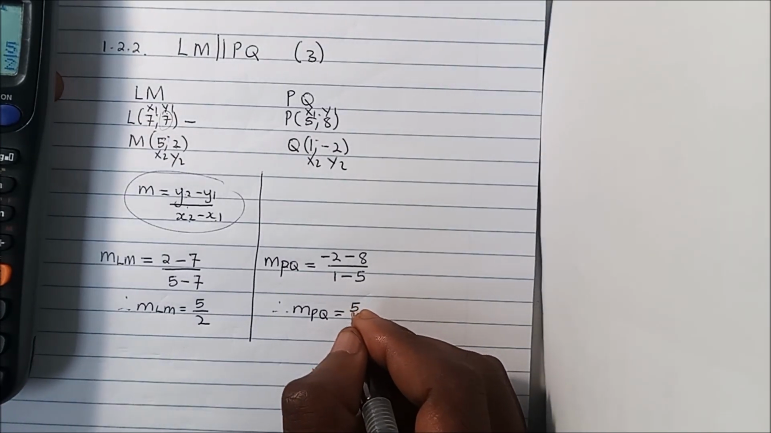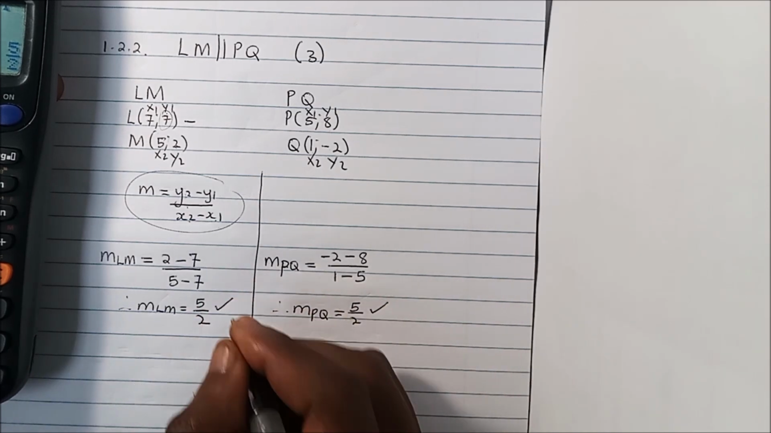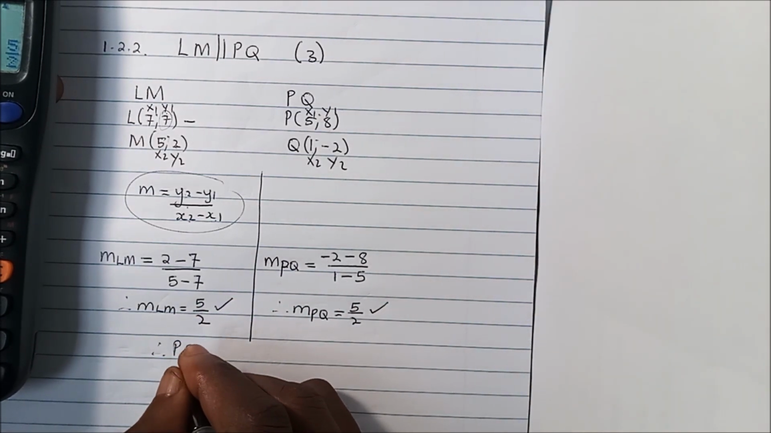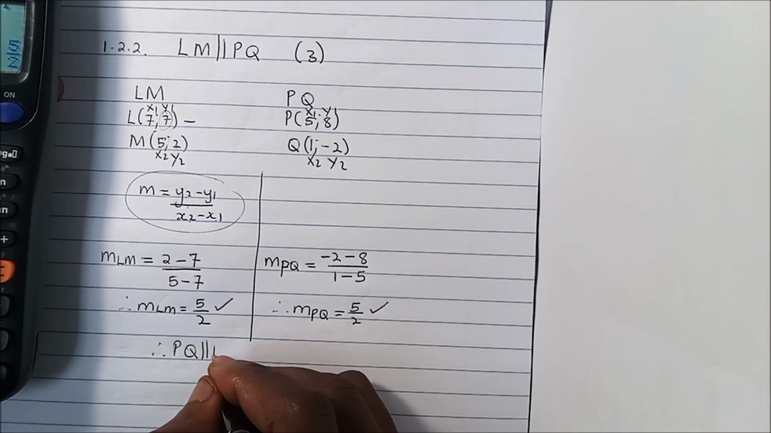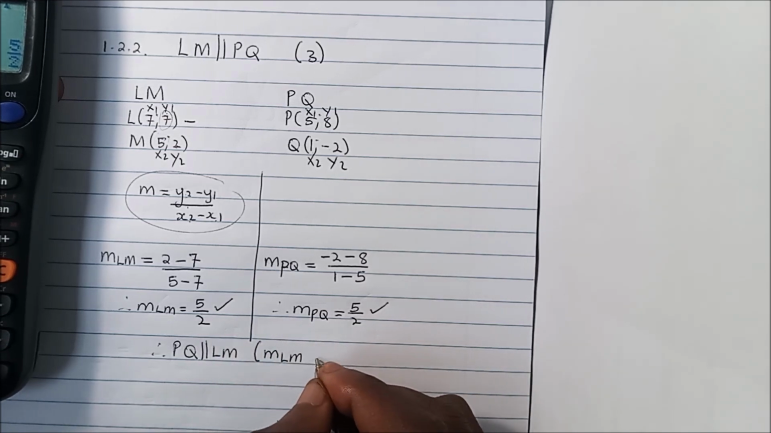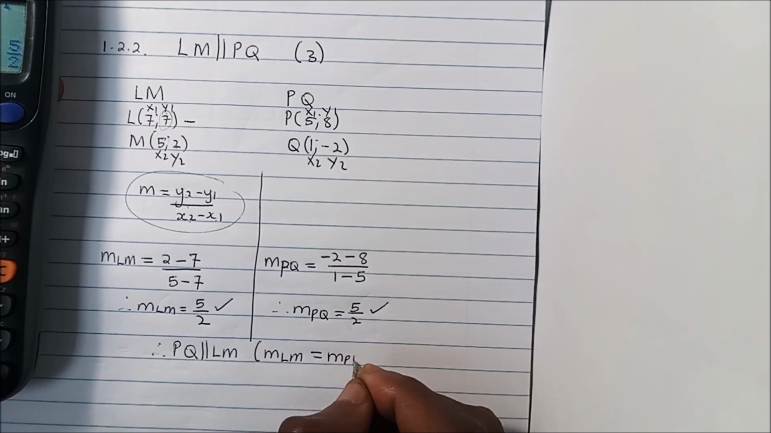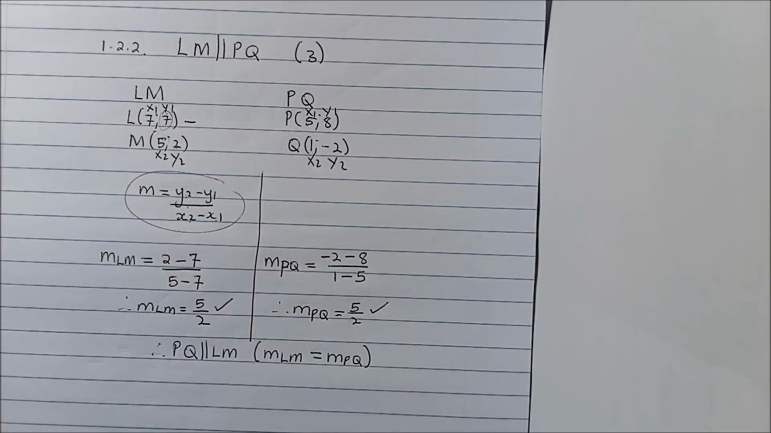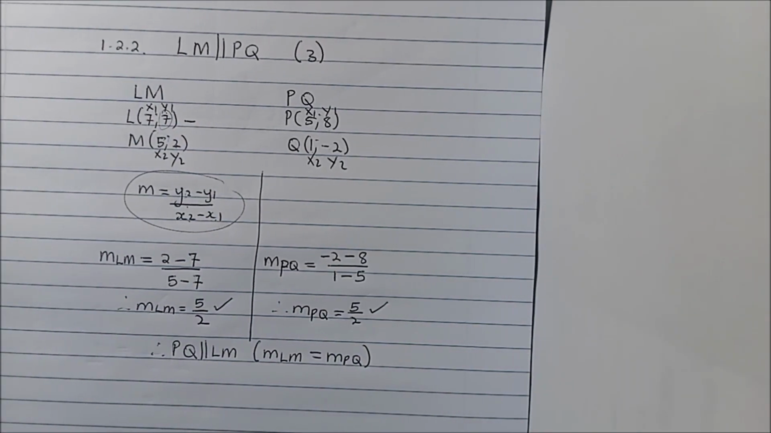Beautiful. So we get the same answer. Therefore, PQ is parallel to LM. Why are we saying that? Because the gradient of LM equals the gradient of PQ. So that's how you snatch marks under analytical geometry.